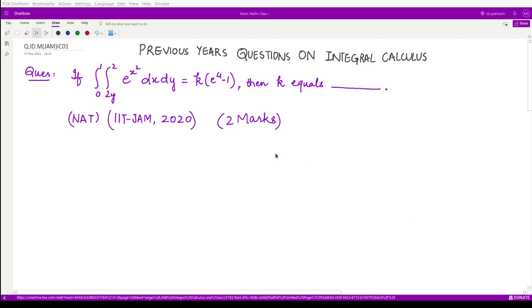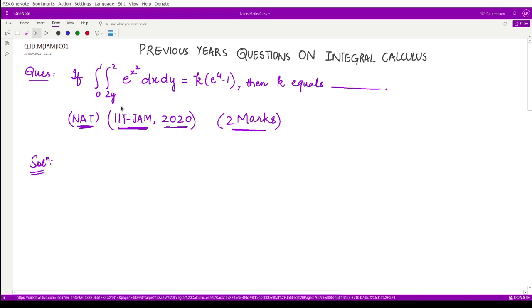Hello everyone, welcome to this question series on previous year's questions on the subject of integral calculus which appeared in the exam of IIT JAM. This question particularly appeared in the year 2020 and is of 2 marks, and it is a numerical answer type question, which means you have to enter a single numerical value as the answer. So let's look at the solution for this particular question.